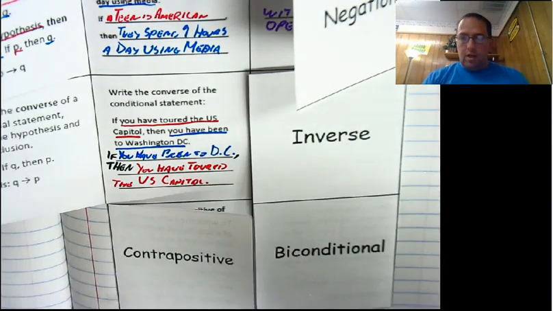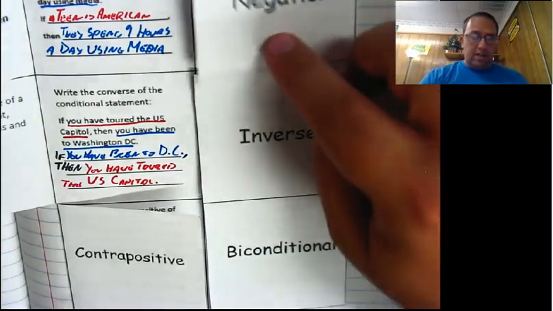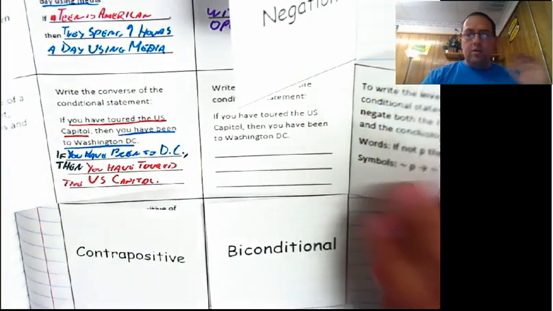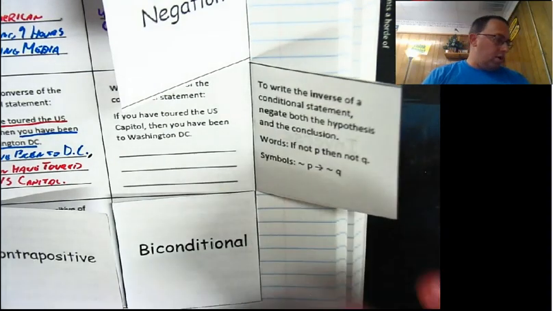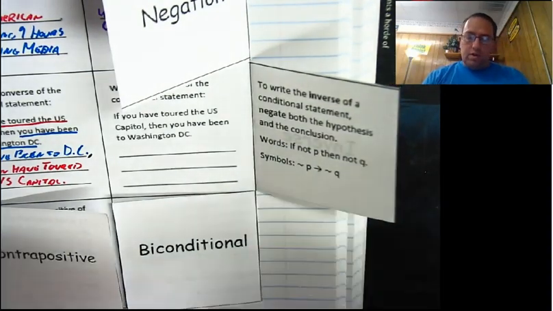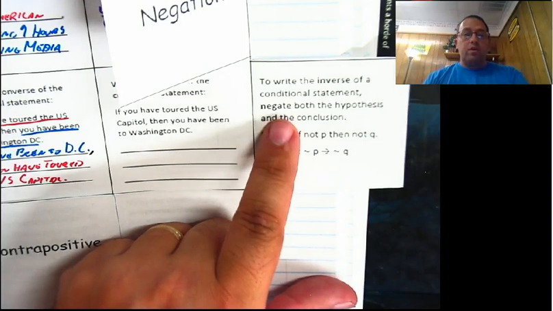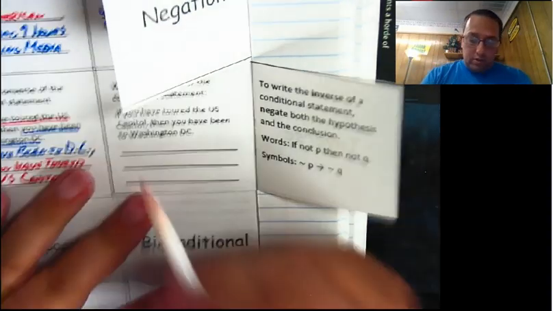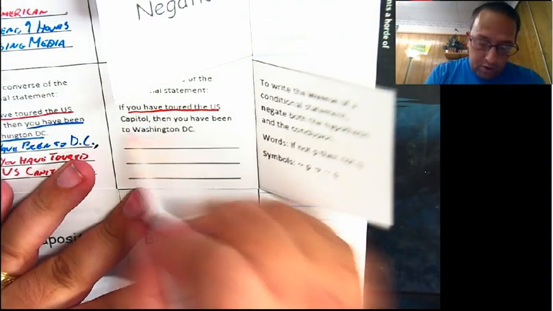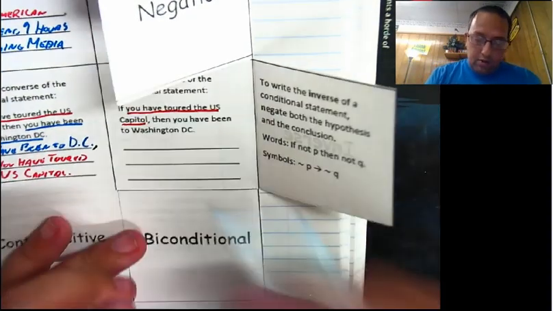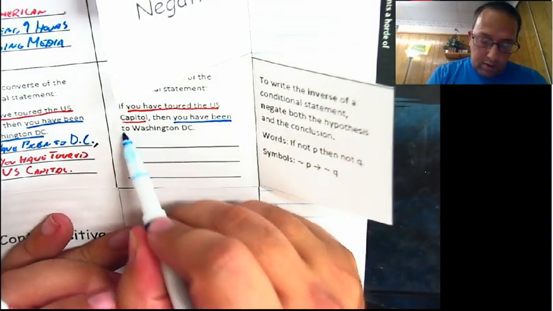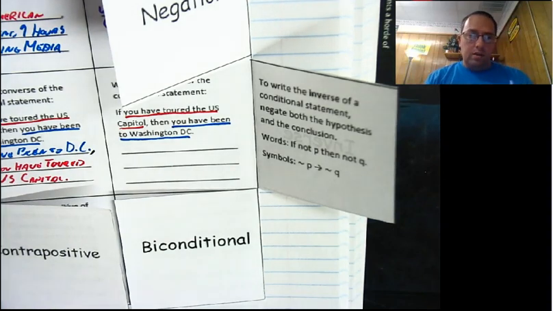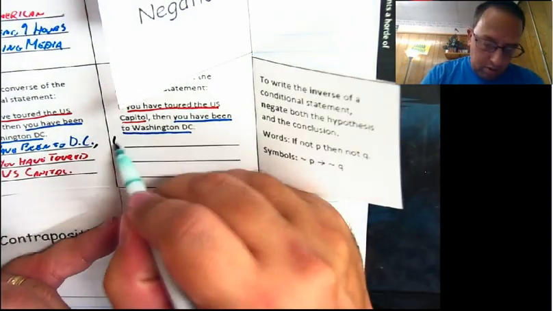That's it. Next thing we could do with it is take the inverse. And the inverse is saying, no, not that. What we're going to do here is negate both the hypothesis and the conclusion. So here we have the same original sentence: if you have toured the U.S. Capitol, then you have been to Washington, D.C. Same hypothesis, same conclusion, but we're going to say not that on both of them.